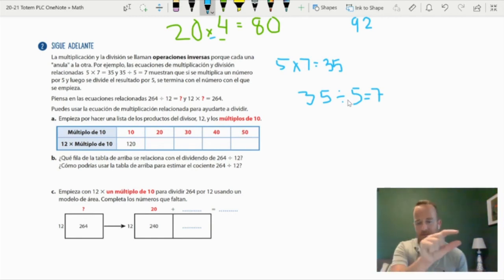Entonces, ustedes pueden dibujar los cuadritos si quieren cuando están haciendo ese trabajo solitos, lo que vamos a hacer en la siguiente lección. Aquí tenemos, perdón, las ecuaciones relacionadas: 264 entre 12 y 12 por un número es igual a 264. Puedes usar la ecuación de multiplicación relacionada para ayudarte a dividir. Vamos a ver, ¿ok? Empieza por hacer una lista de productos del divisor 12 y los múltiplos de 10.